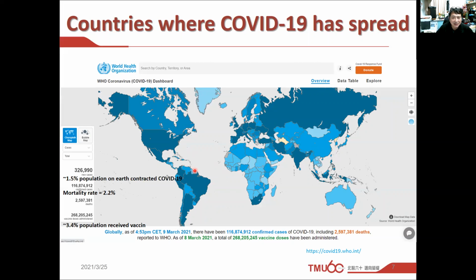This suggests that we still cannot find the end of this disease yet. So the most powerful way to prevent or stop the disease spreading is to give individuals a vaccine. However, only 3.4% of the population has received the vaccine. So there's still a lot of work to do. I think the countries should share vaccines with developing countries in the future.